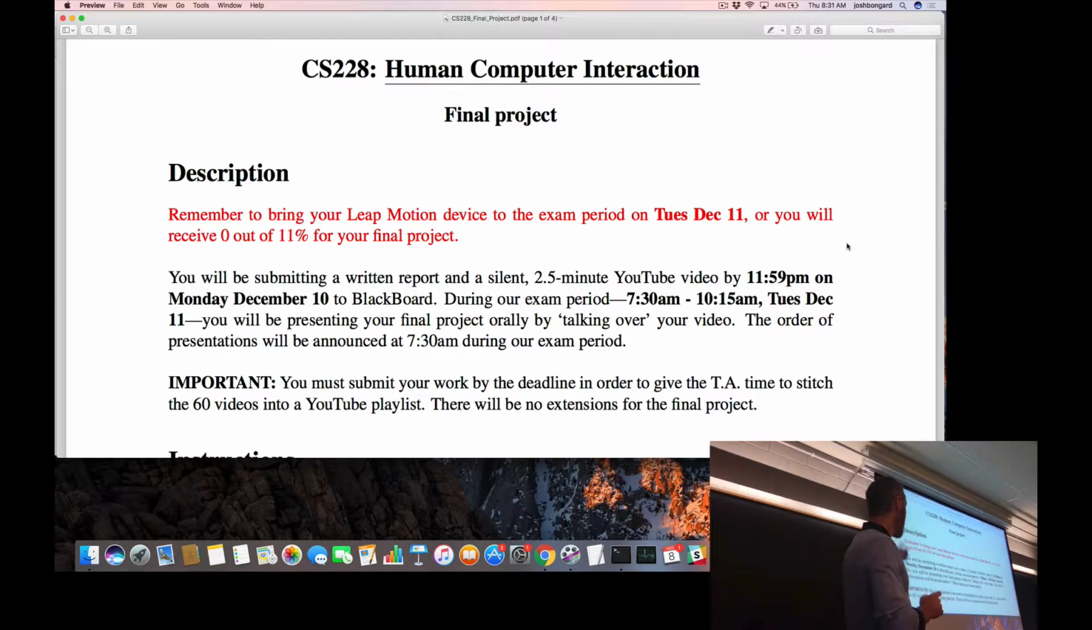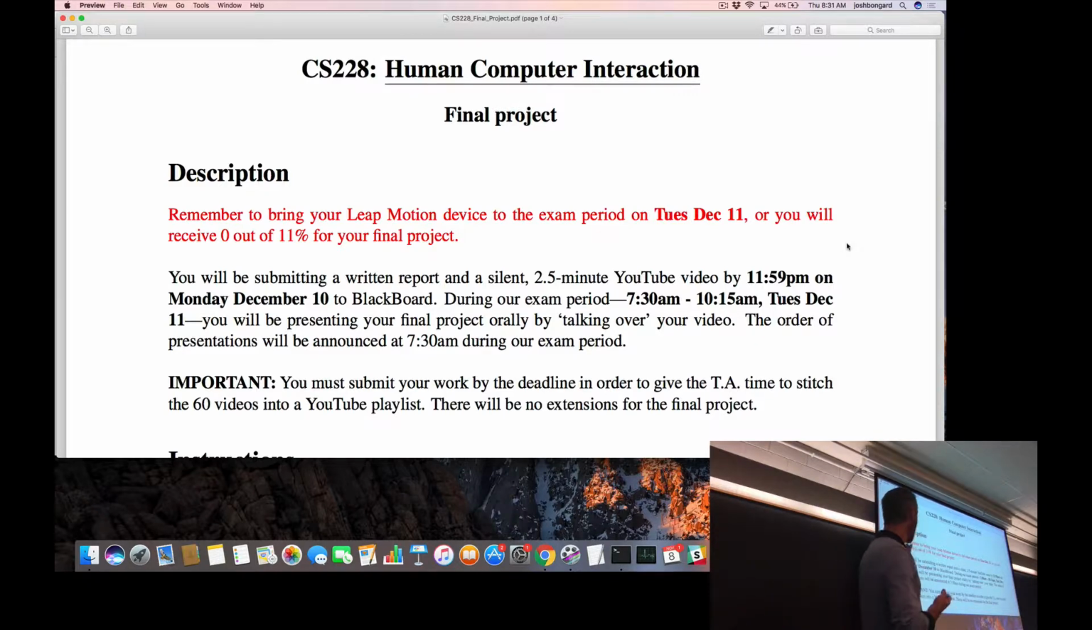Okay, in red at the top, you're handing in your Leap Motion device during our exam period, which is Tuesday, December the 11th at 7:30 in the morning. My apologies, I have no control over exam scheduling. I will bring donuts and coffee for everyone. You bring your brain and we will get through the exam period together.